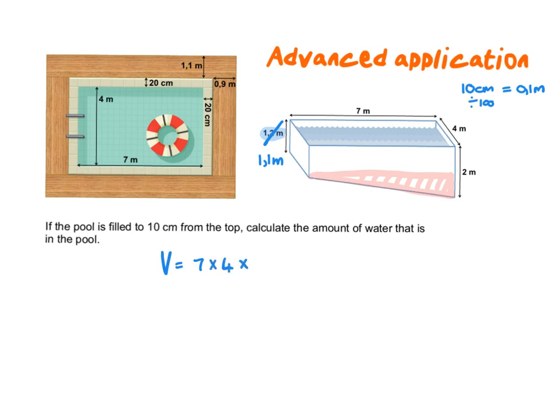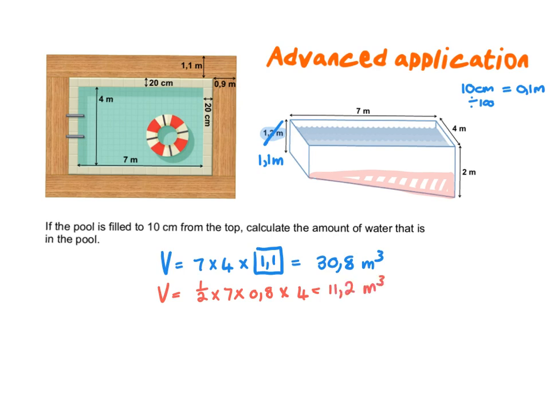But instead of having 1.2, you will now have 1.1. So that will give you 30.8 meters cubed. Your triangle will be exactly the same as it was before, so that's half times 7 times 0.8, if you still remember that from the previous page, multiplied by 4. So your answer will once again be 11.2 meters cubed.